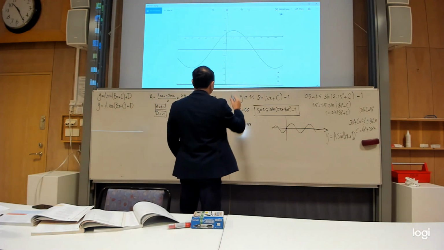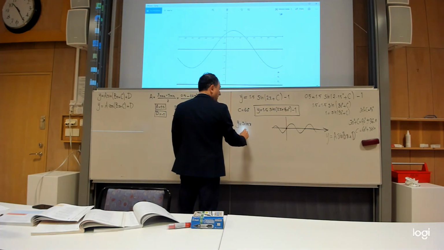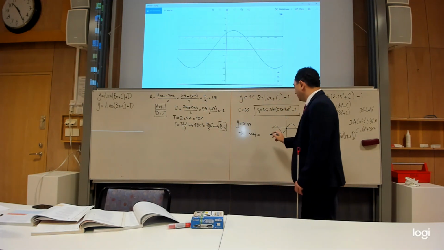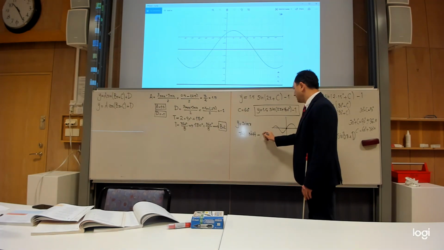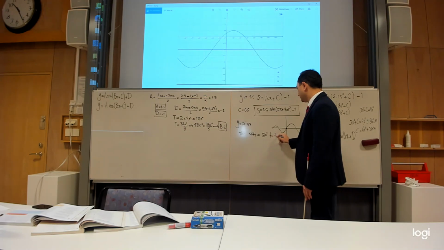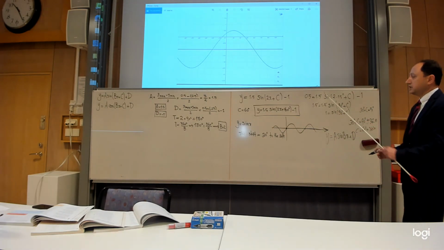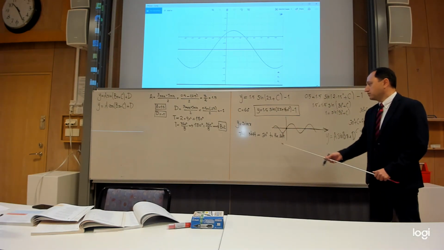So what would be the shift here? The shift, be careful about this point as well. The shift is negative, so the shift is 30 degrees to the left. Yes? Is that understandable? So finding the shift is easy. It is 30 degrees to the left.